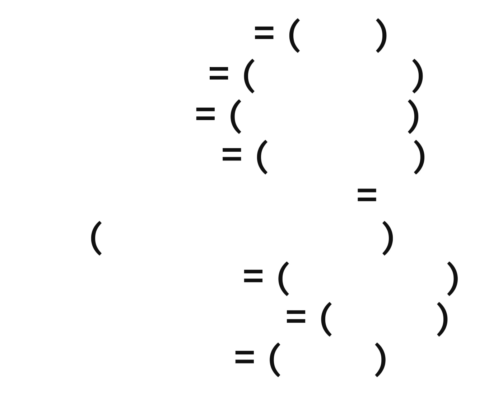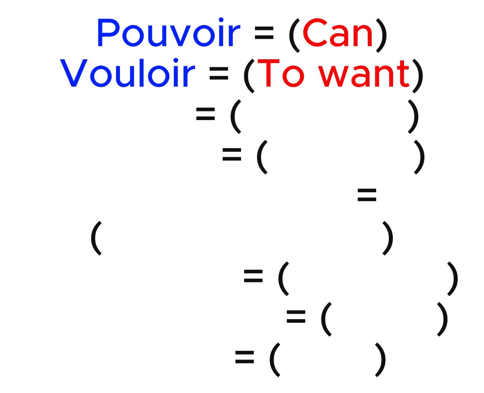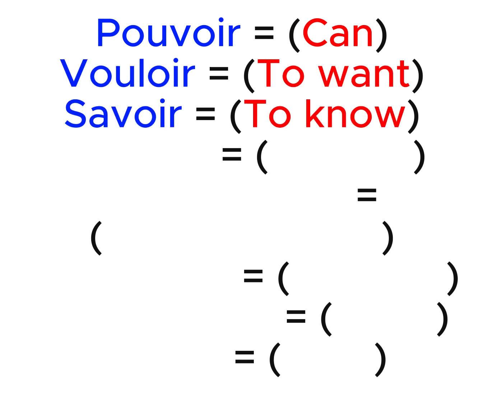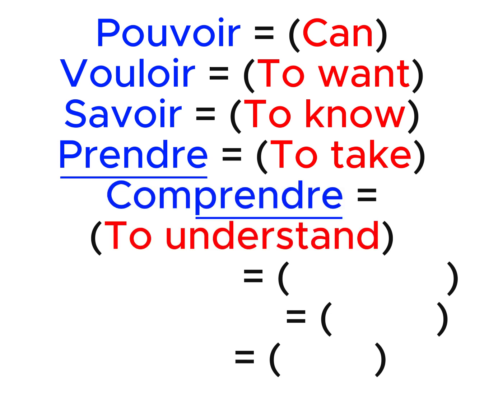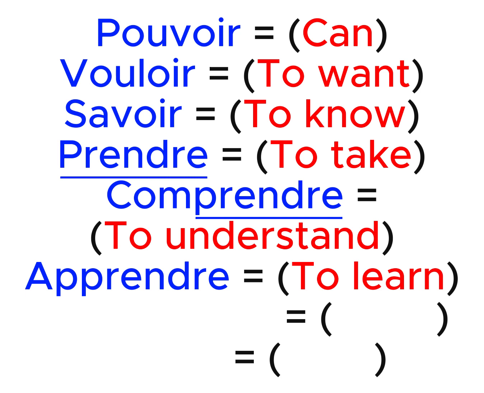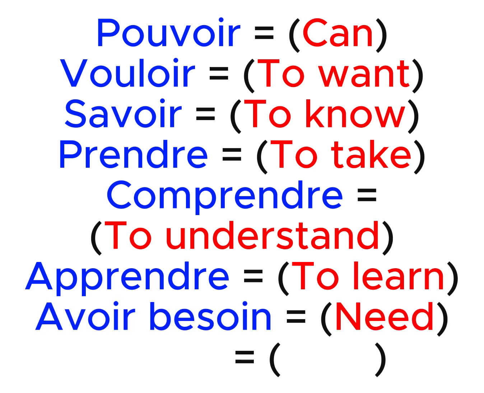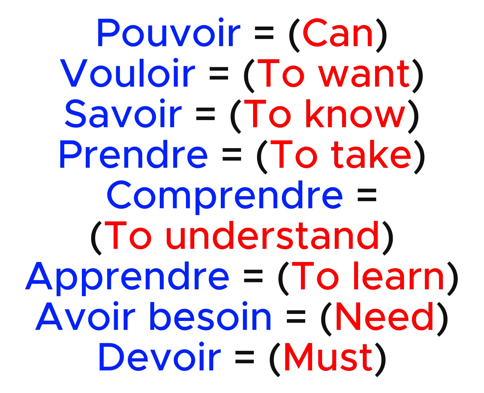For example, pouvoir, vouloir, savoir, prendre. This verb, in particular, is the root of the verbs comprendre, apprendre, which are conjugated like the verb to take. Now, other examples of third group verbs: avoir besoin, devoir. In this group, you have three different endings.